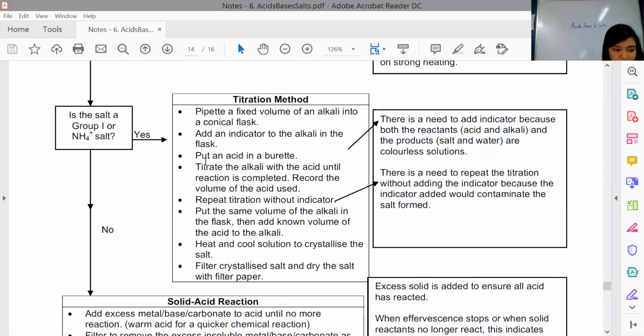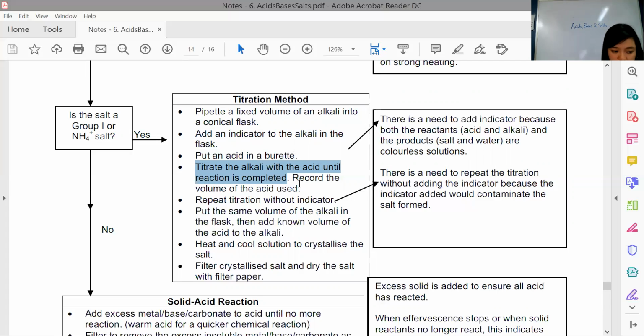So how do we even do this titration method? These are the steps to follow. First, you prepare a fixed volume of the alkaline into a conical flask. Then you need to add the indicator into the alkaline in the flask. The indicator is very important because it will show the color change when the salt is being formed. Next, you put the acid in the burette, and then you titrate the alkaline with the acid until the reaction is completed, and you record the volume of the acid used.